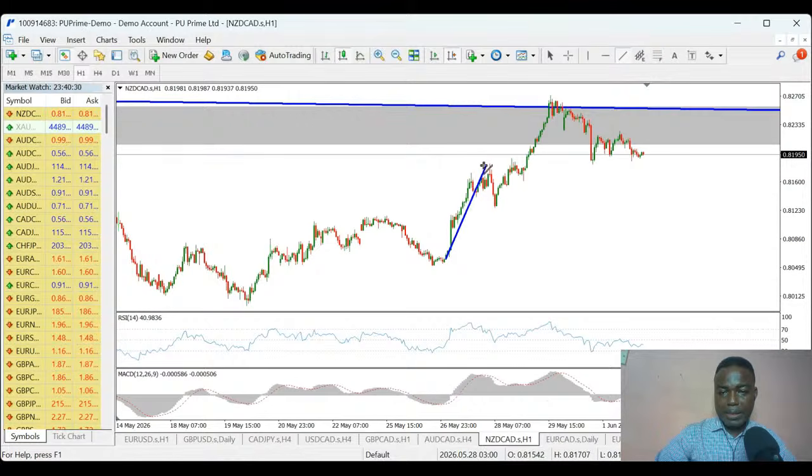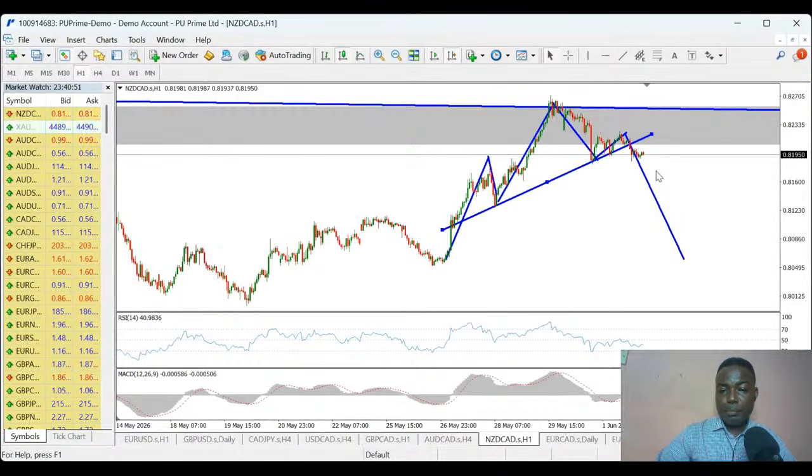What I'm seeing here is a shoulder, a head. This is a shoulder, a head, a second shoulder. Then the next wave should be a bearish breakout, this region being the neckline. All right. So you can see that price has already broken out below the neckline and we're anticipating a massive move downwards. So we're very, very bearish on the NZD card.